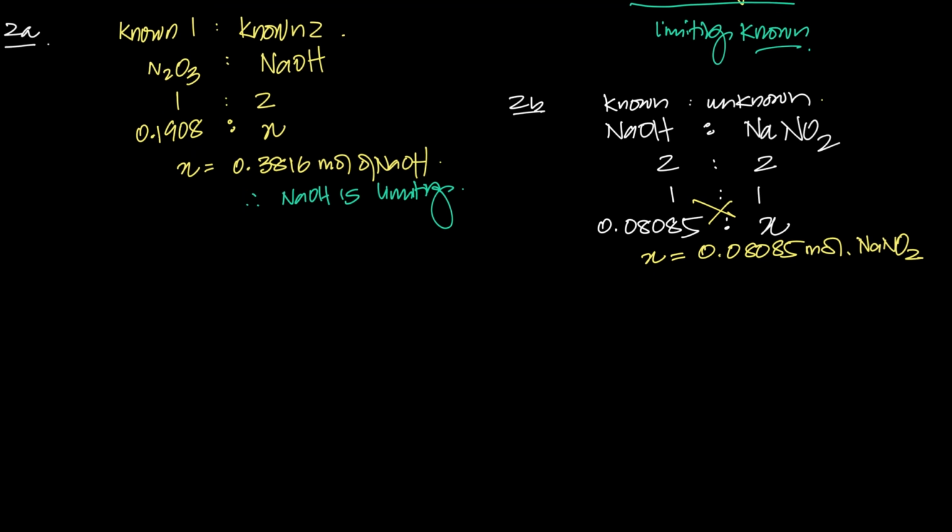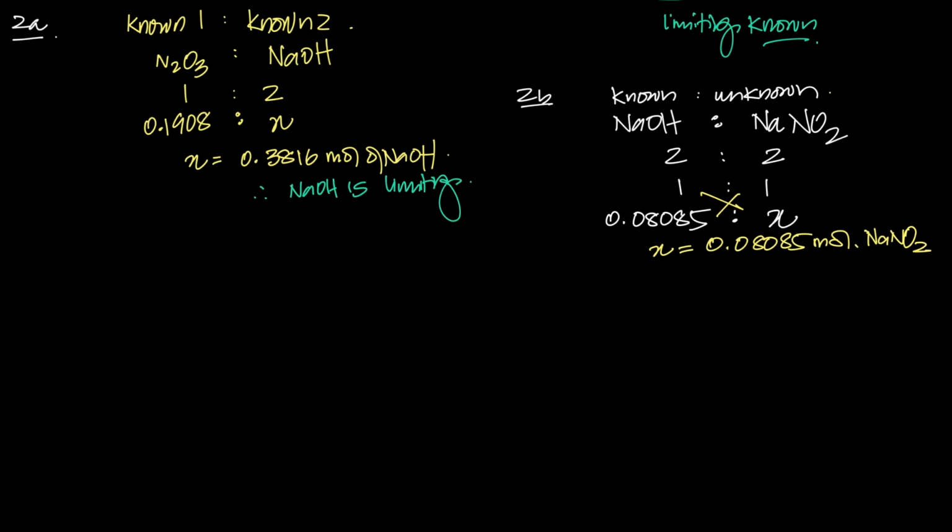Now I have the moles of my unknown. And step 3 would mean converting these moles of the unknown to what you need, which is the mass. So how do I find mass? In this case, number of moles is mass over molar mass, and I need the molar mass of NaNO2. So I need the MR of NaNO2, or the formula mass, which happens to be 69.